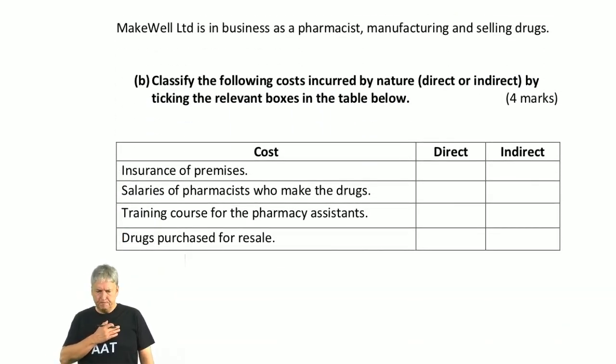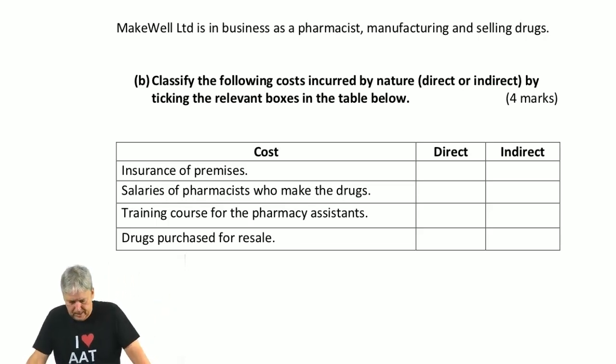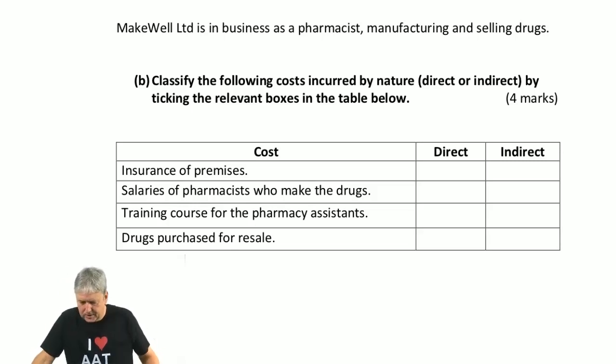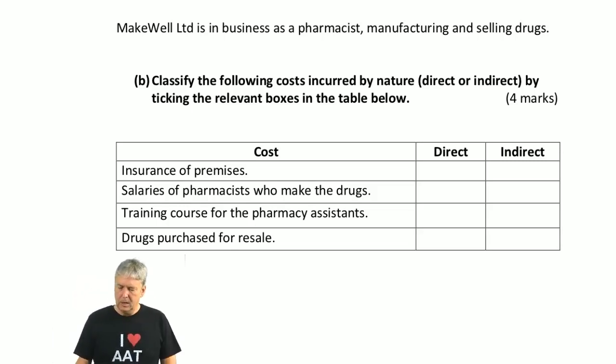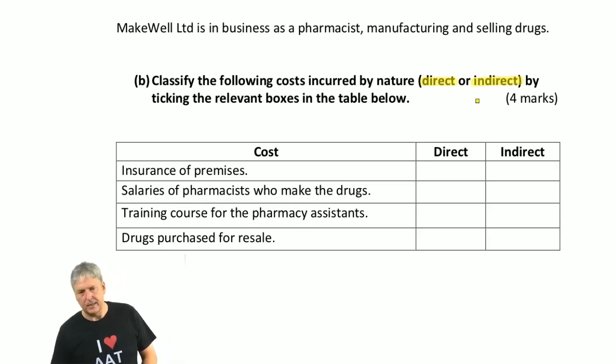Part B. Makewell is in business as a pharmacist, manufacturing and selling drugs. Is that what they're called nowadays? Right. Classify the following costs incurred by nature. So all we have to do is to say, are they direct or are they indirect?